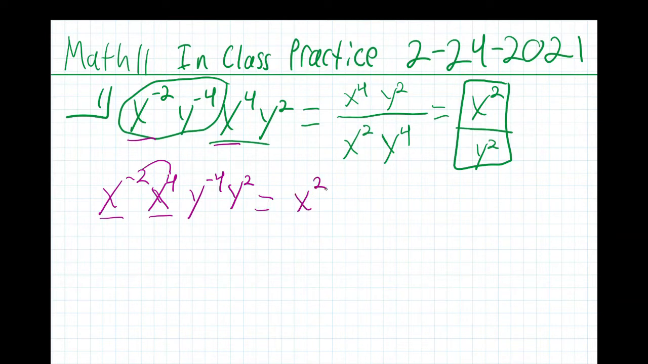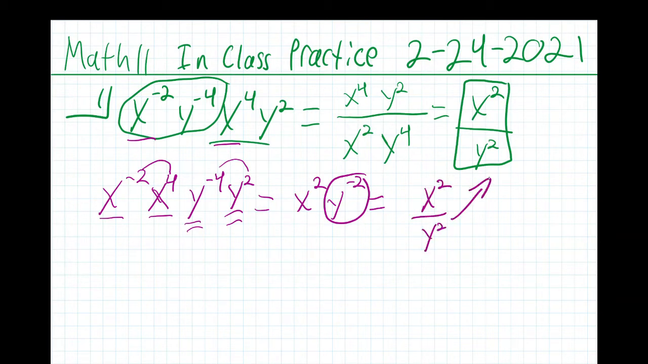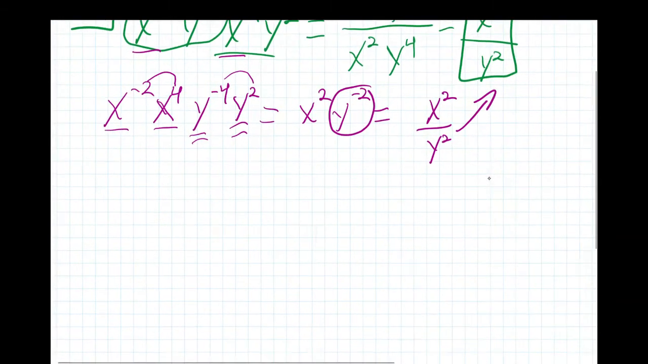is becoming x to the positive second. Now, y to the negative fourth times y to the second, that is becoming y to the negative second. Negative 4 plus 2 gives us negative 2. Now, we just move this negative exponent of y squared to the bottom, and we end up with x squared over y squared, which is the exact same thing as that. So let's take a look now at number 2.